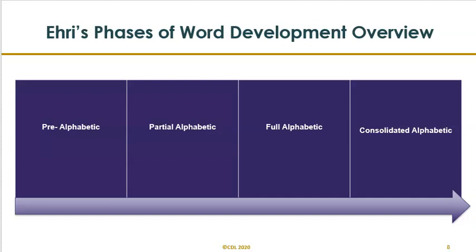If we thought a child was maybe in partial alphabetic for reading, but they were in full alphabetic for writing, it opens up some great conversations to see if it's matching. And also, you could even do this across your school or across a grade level, taking the phases of word development to see where your students are falling in reading and or writing.